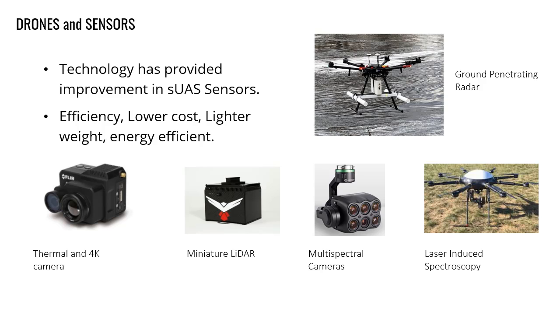So you can take a look at types of sensors depending upon the type of work that you want to perform. Thermal, miniature radar, they have ground penetrating radar now, and of course multispectral cameras are becoming lower in cost, and they're even experimenting with laser-induced spectroscopy.